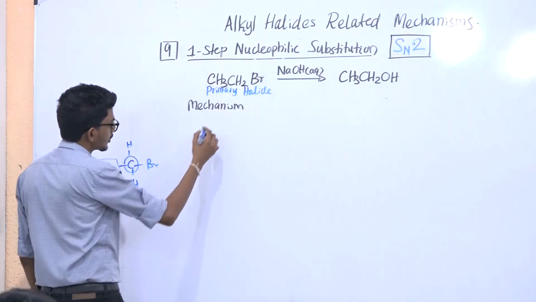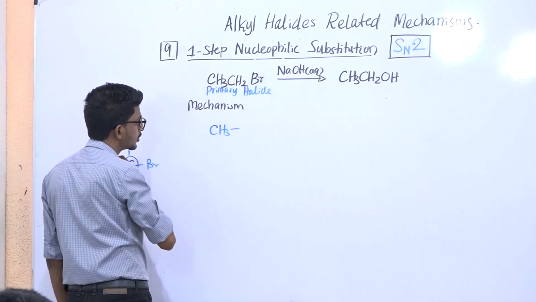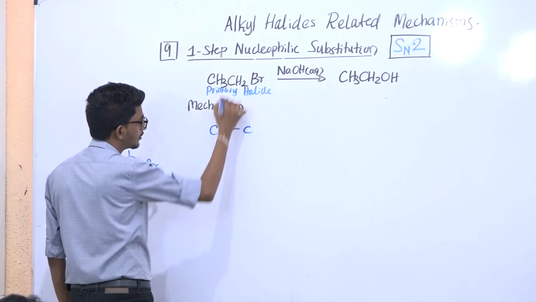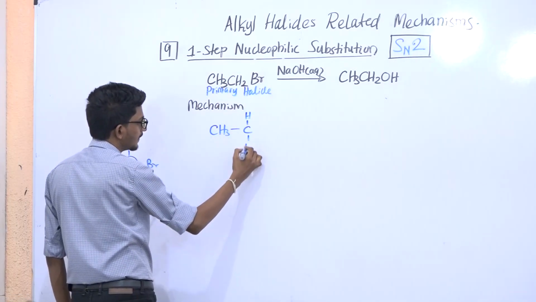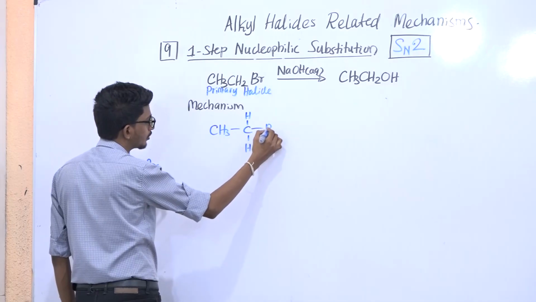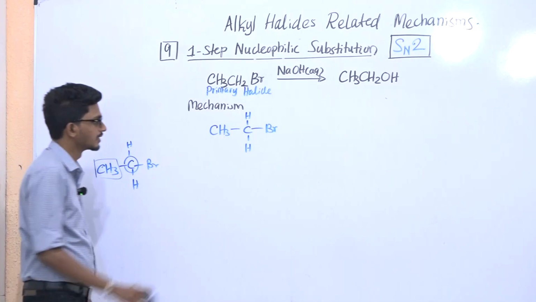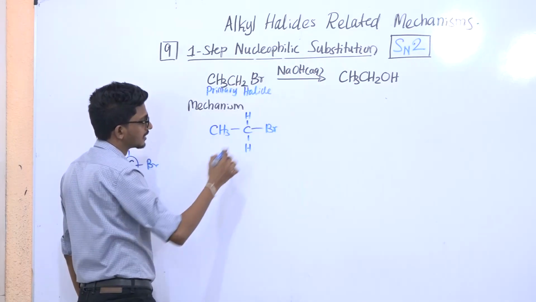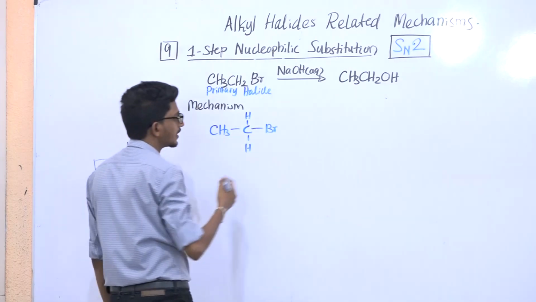Again, I am telling you, you need to display all the bonds of the carbons which are participating in bond breaking and bond forming. Then it is very easy to write the mechanism, right? This carbon participates in bond breaking and bond forming, so display all the bonds of that carbon.